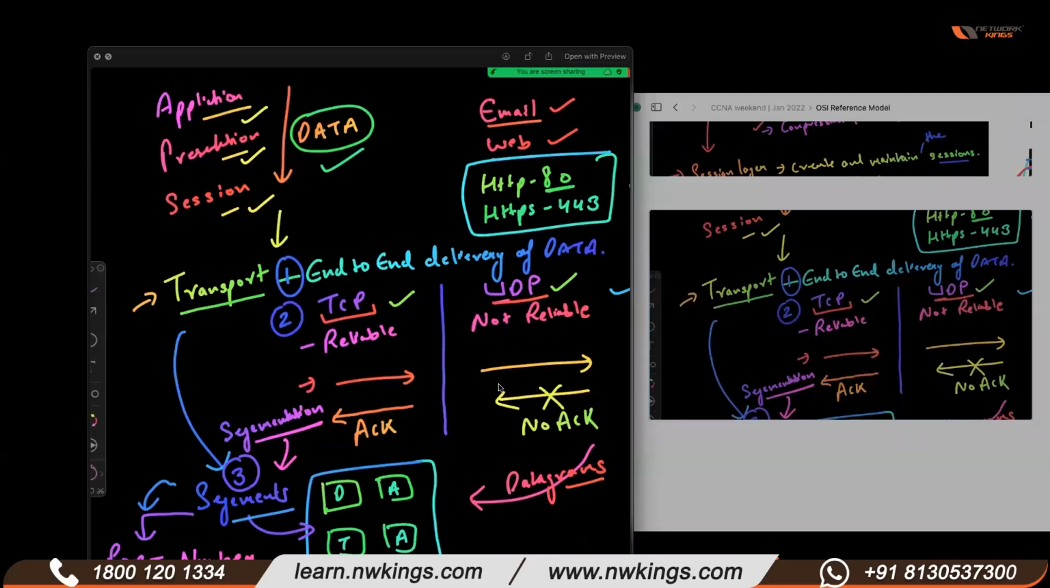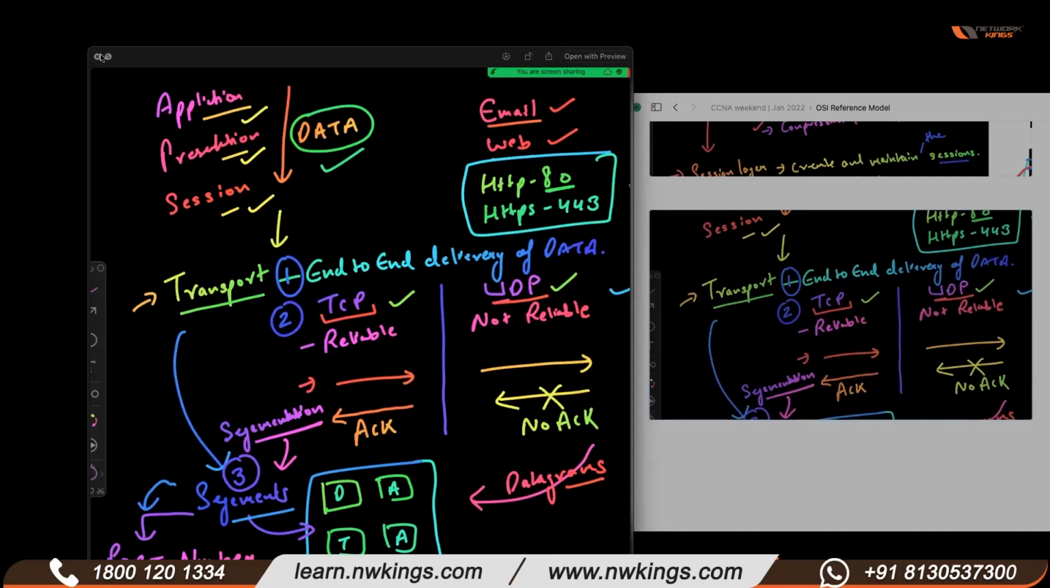Okay, and the transport layer divides the data into segments, and UDP divides the data into datagrams. Clear? Yes, sir. There are a lot of other things, like three-way handshake and sequencing. We'll discuss them in detail.